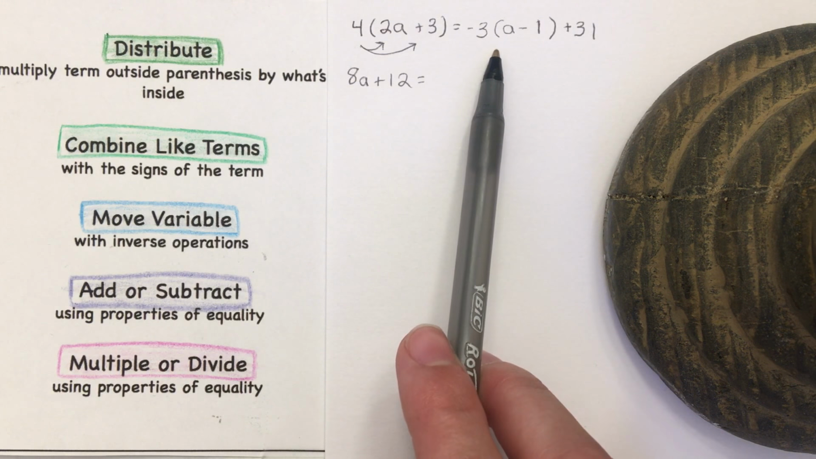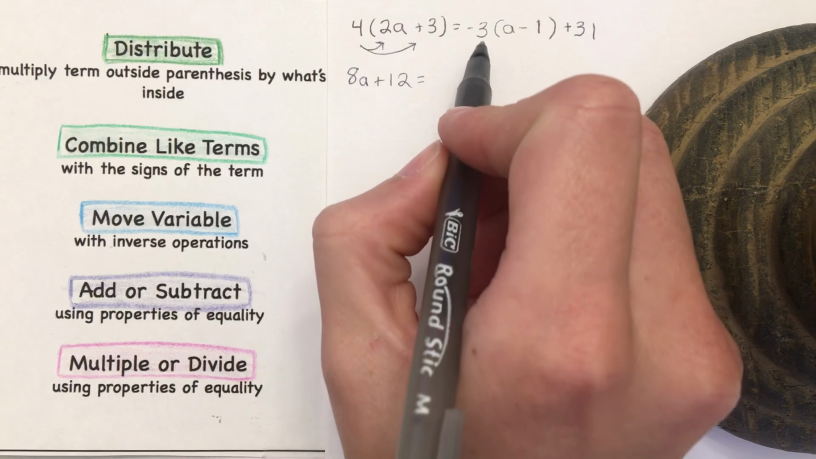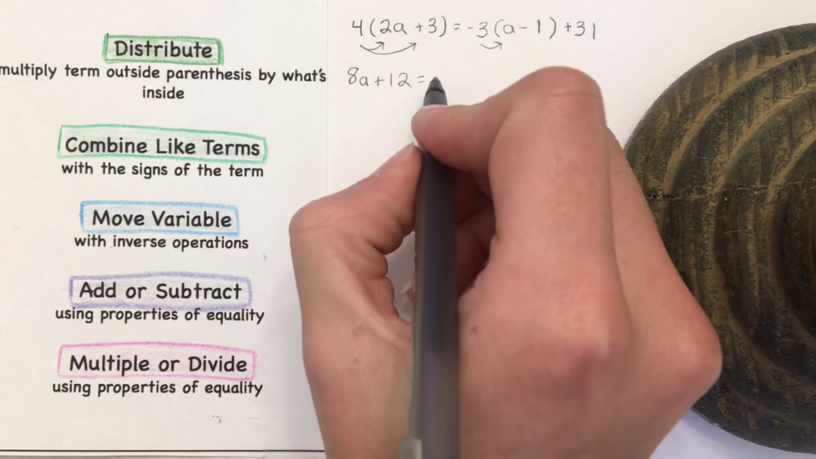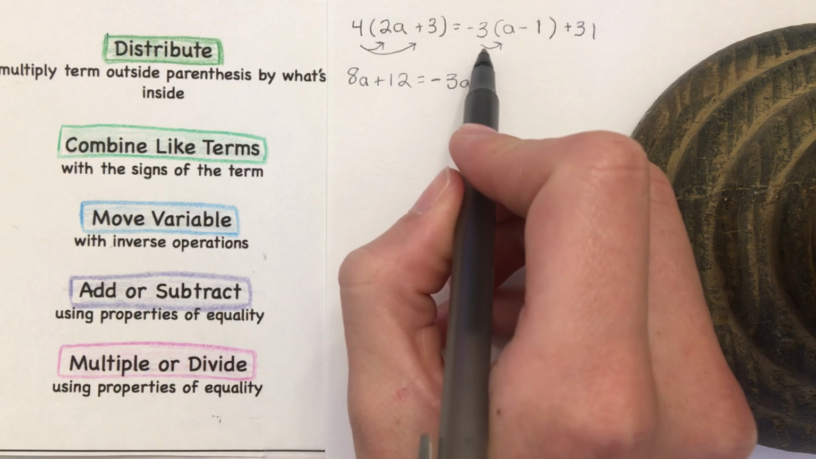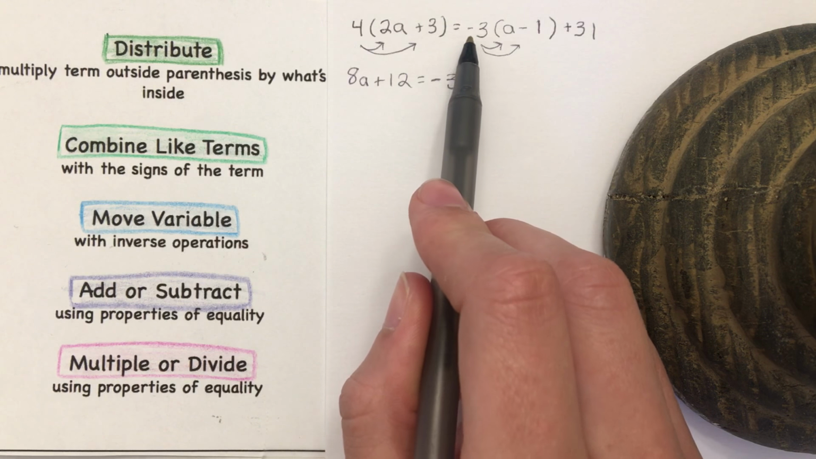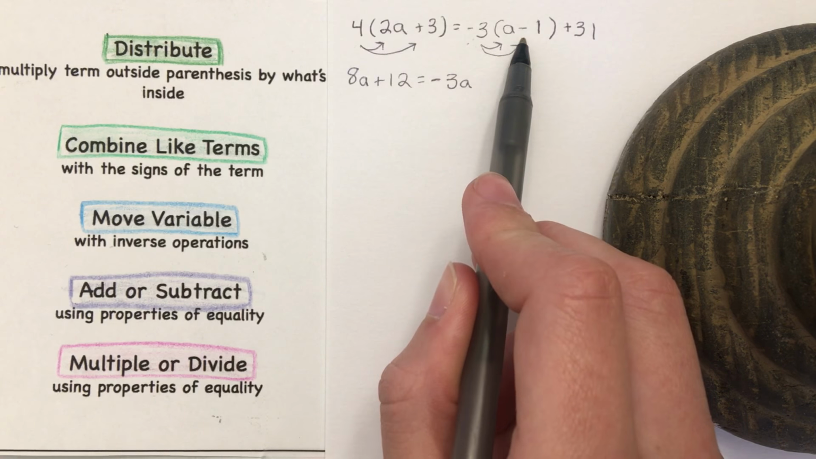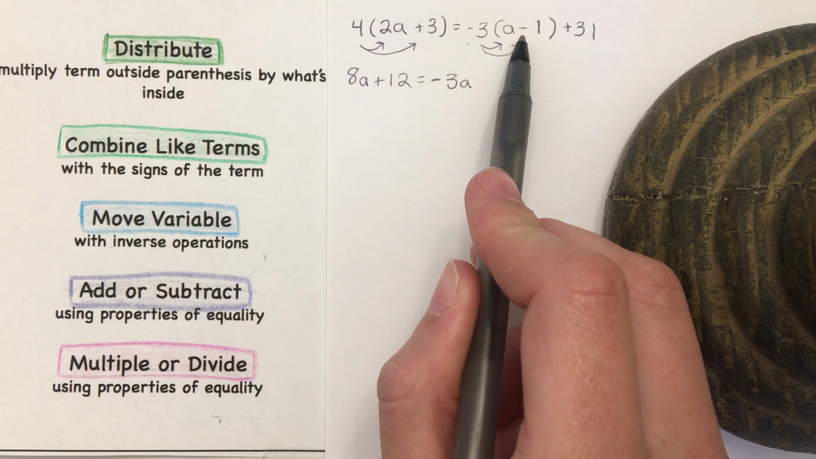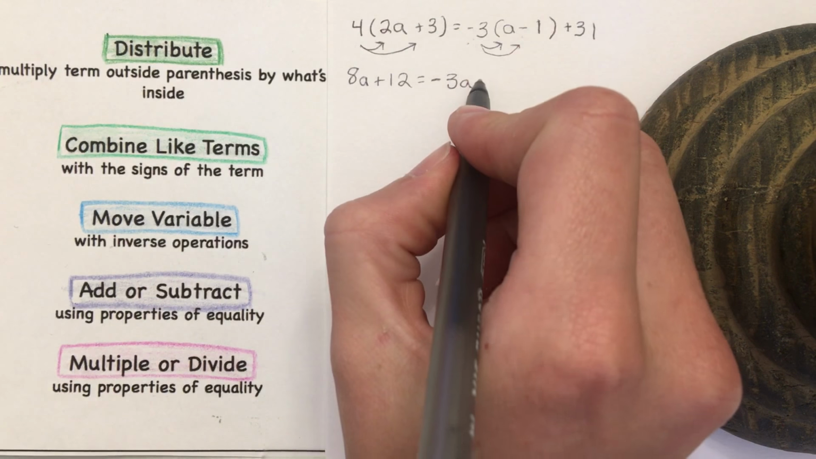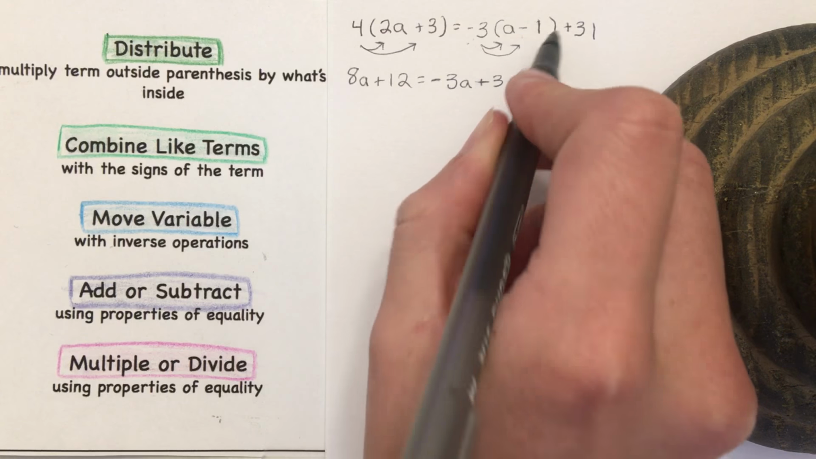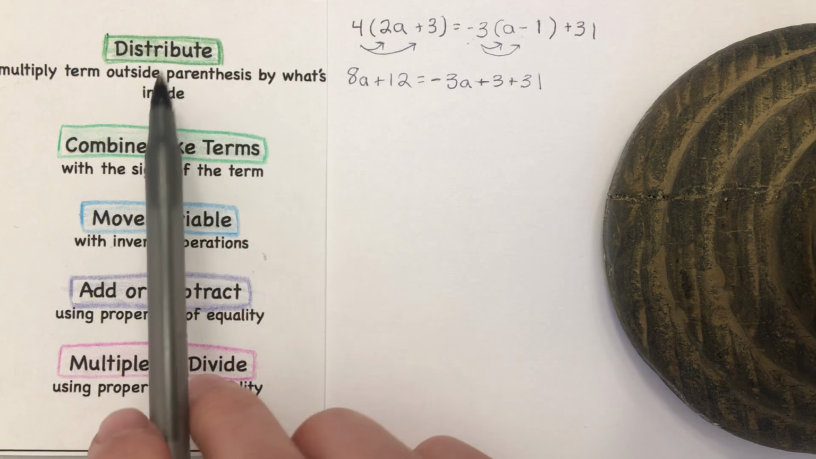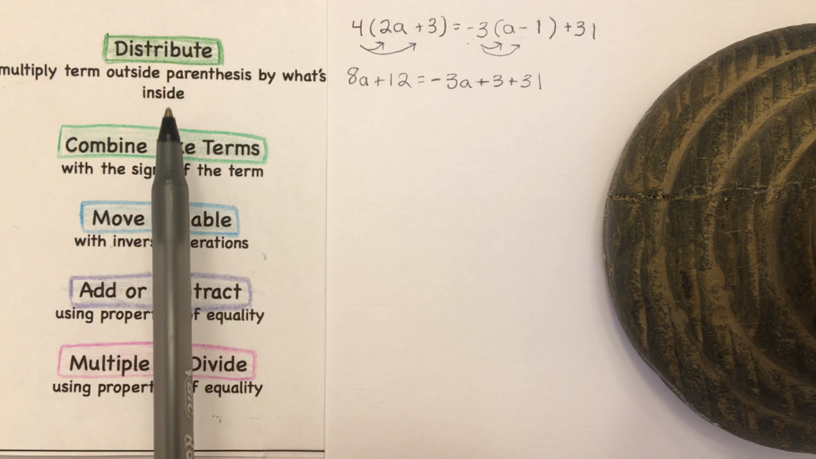I also need to distribute on the right side. So again, I've got to take this negative 3 and multiply it by both terms. Negative 3 times a is negative 3a. And then I need to do negative 3 times negative 1. Notice this negative stays with my 3 when I multiply it, because that subtraction sign goes with this 3. So negative 3 times negative 1 is positive 3, so I'm going to say plus 3. And then I've got this plus 31 on the outside that I'm going to bring down. So I have distributed, there are no more parentheses, so there's no more distribution needed.